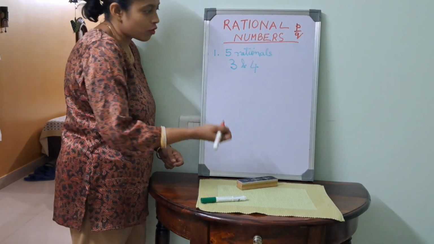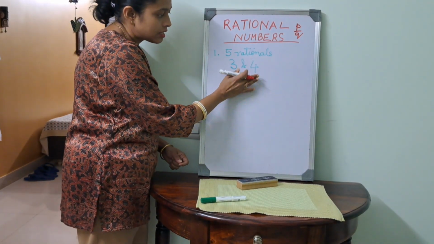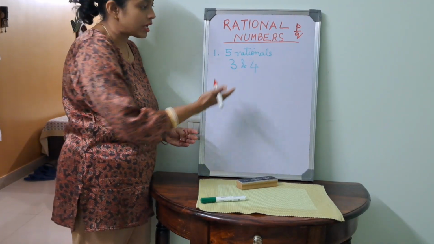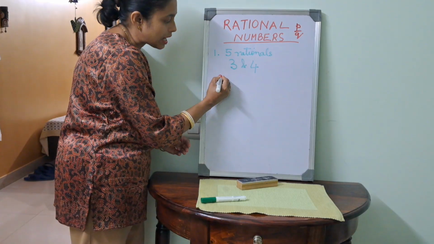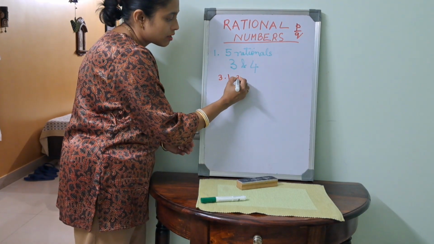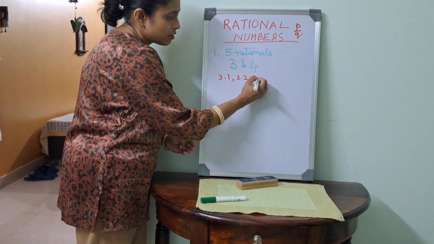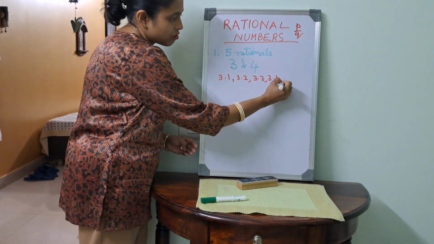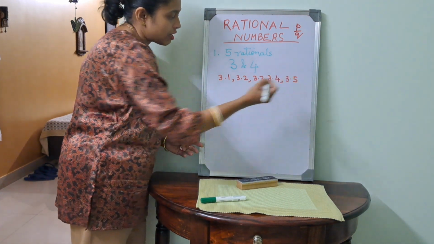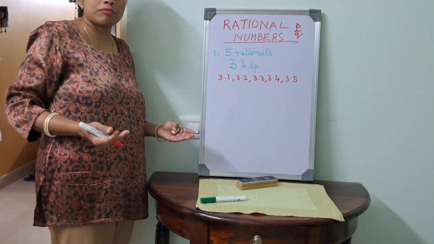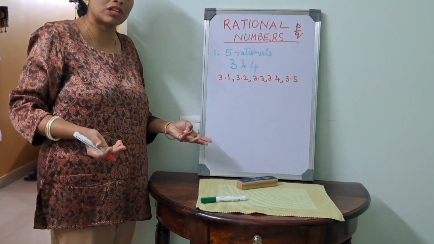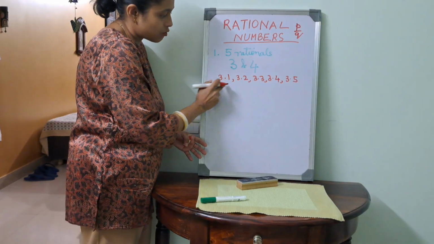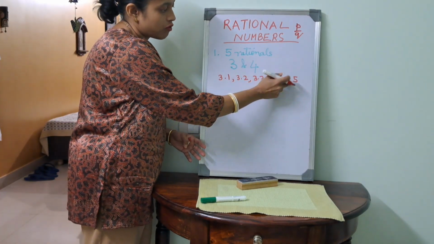Right? So see, the easiest thing is, can you think about decimal numbers which are lying between 3 and 4? Yes, we can. 3.1, 3.2, 3.3, 3.4, 3.5. Actually, there are many. 3.12, 3.11, 3.13. Right? There are many. So we have taken only 5 of them. 1, 2, 3, 4, 5.